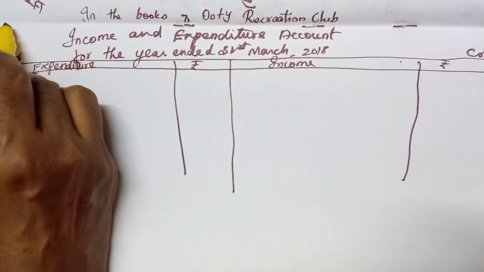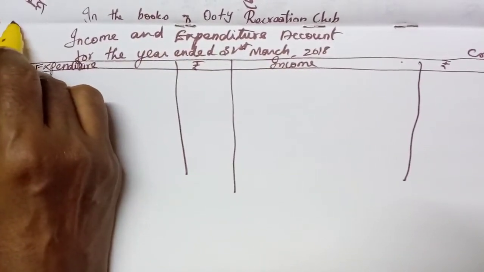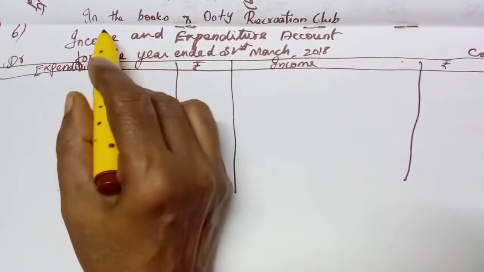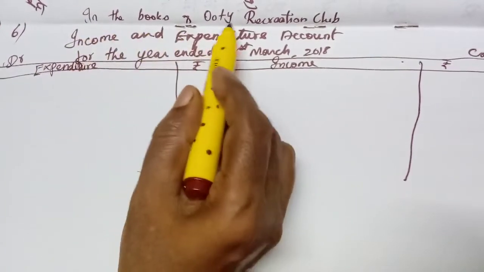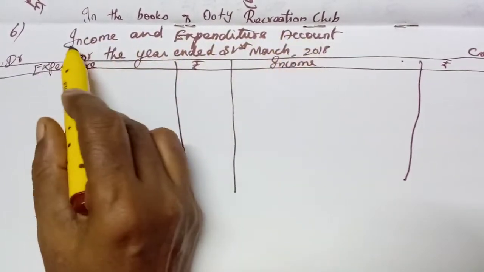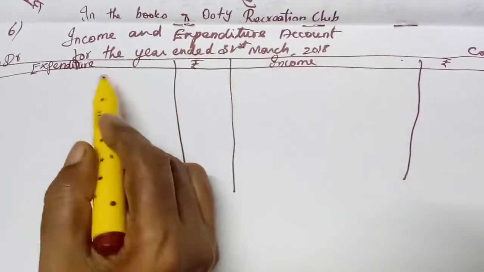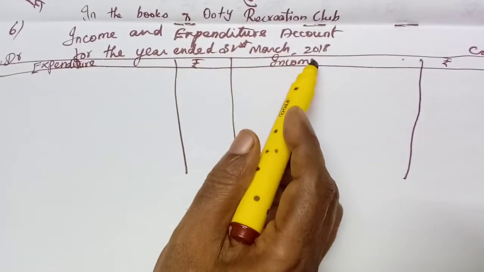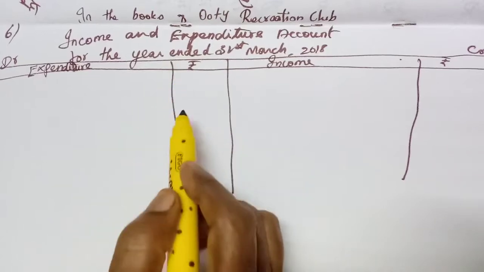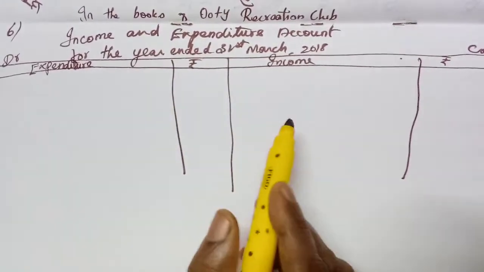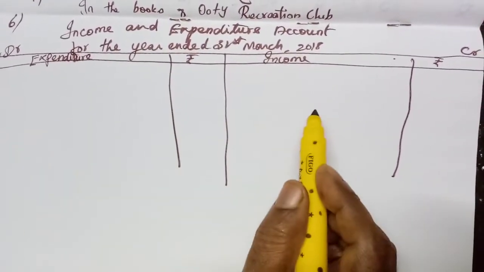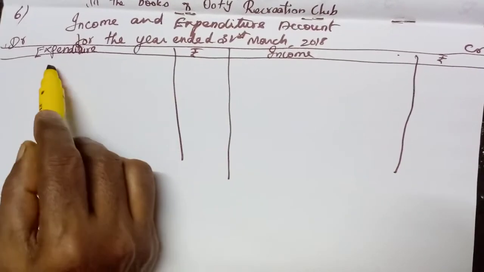First write the number. Illustration 6. First write the heading: in the books of Ooty Recreation Club, income and expenditure account for the year ended 31st March 2018. Use 2 pages. Since I got 1 full page, I have used it this way. Slant this one; in this way I have shown you.